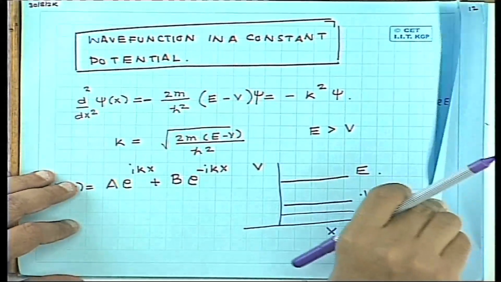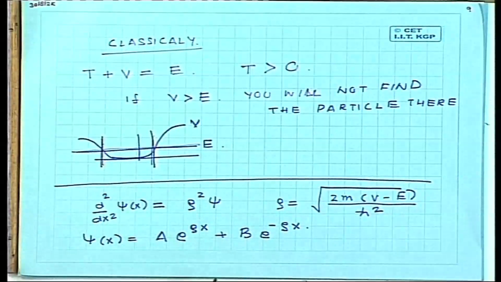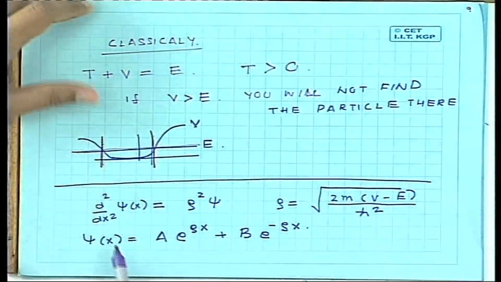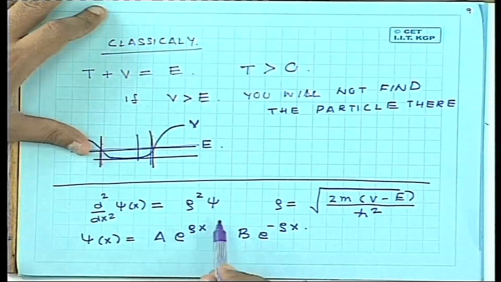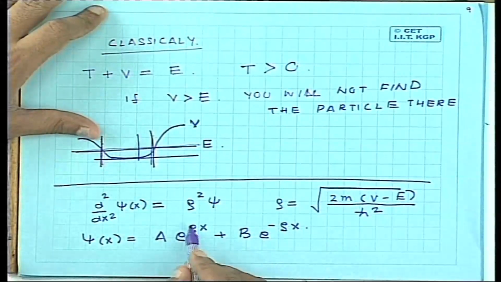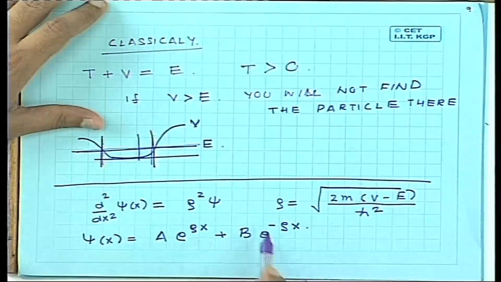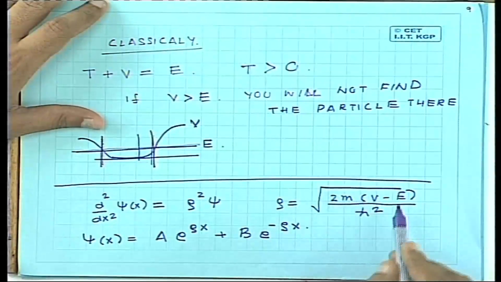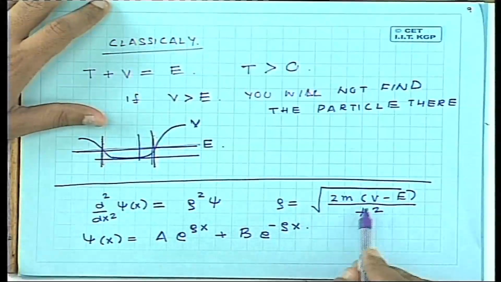Now, if the energy is less than the potential, then the solution is a superposition of two such functions. These are exponentially decaying and exponentially increasing functions, e to the power rho x and e to the power minus rho x, where rho is equal to square root of 2m (V minus E) by h cross squared. Here E is less than V.